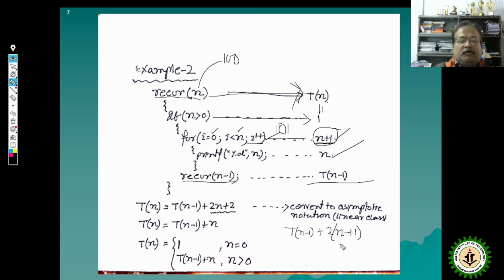So if I think about that, 2n plus 2, if I cancel this constant, because I have one n value, I can convert this to asymptotic notation, so I can only take n. So when my n is greater than 0, this is T(n minus 1) plus n, and when my n is equal to 0, it will just check once, so that it will be 1. So this is called total time. Everywhere we have to calculate this, then we can find out the time complexity.